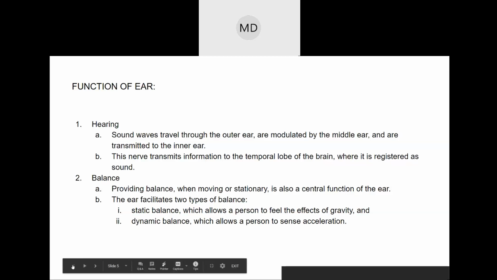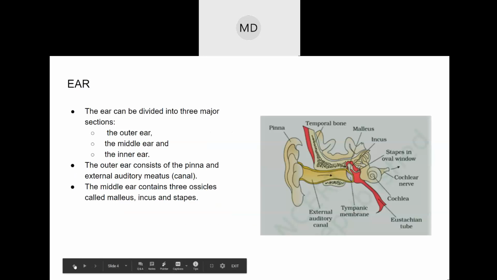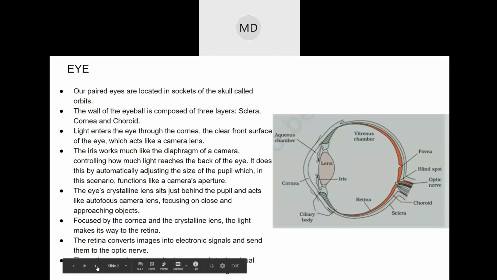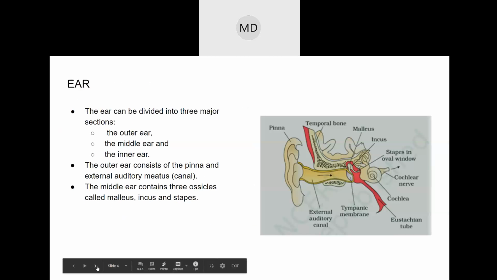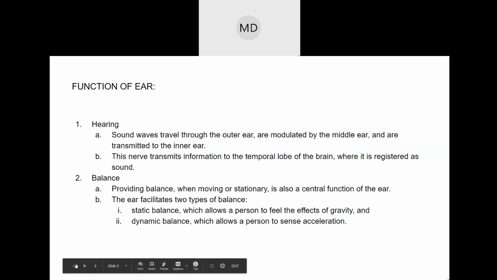Okay, this is all about the sense organs, that is the eye and ear. Only these two are included in your syllabus, so we will not discuss the other sense organs.